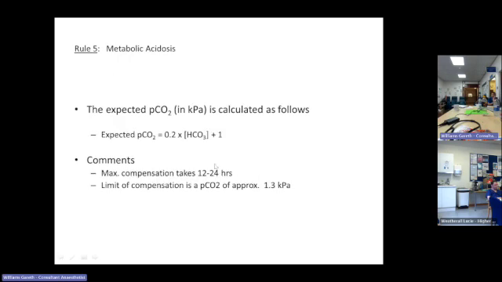More useful for us, metabolic acidosis, and looking for what the appropriate respiratory compensation is. That's the equation. The expected CO2 should be 0.2 times the bicarbonate change plus 1. I've never sat down and validated these. I'm not quite sure the science behind them. Comments being max compensation is in the first 12 to 24 hours, and you'll very rarely see someone get their CO2 below about 1.3. I see lower CO2s than that, actually, in DKA.